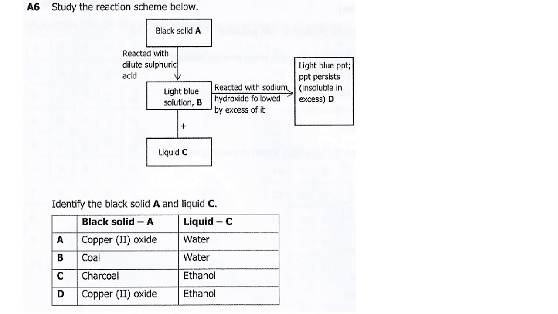Then a light blue precipitate persists, insoluble in excess, which is D. Now this question is coming from the topic known as qualitative analysis. Qualitative analysis deals with the identification of ions of compounds.